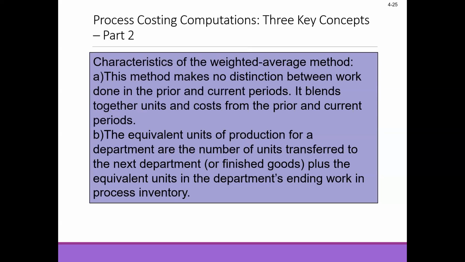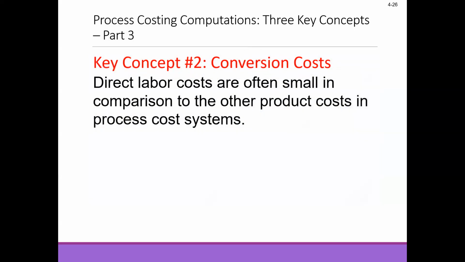So the characteristics of the weighted average method: it makes no distinction between work done in the prior and current periods. It blends together the units and costs from prior and current periods, and the equivalent units of production for a department are the number of units transferred to the next department plus the equivalent units in the department's ending work in process inventory.